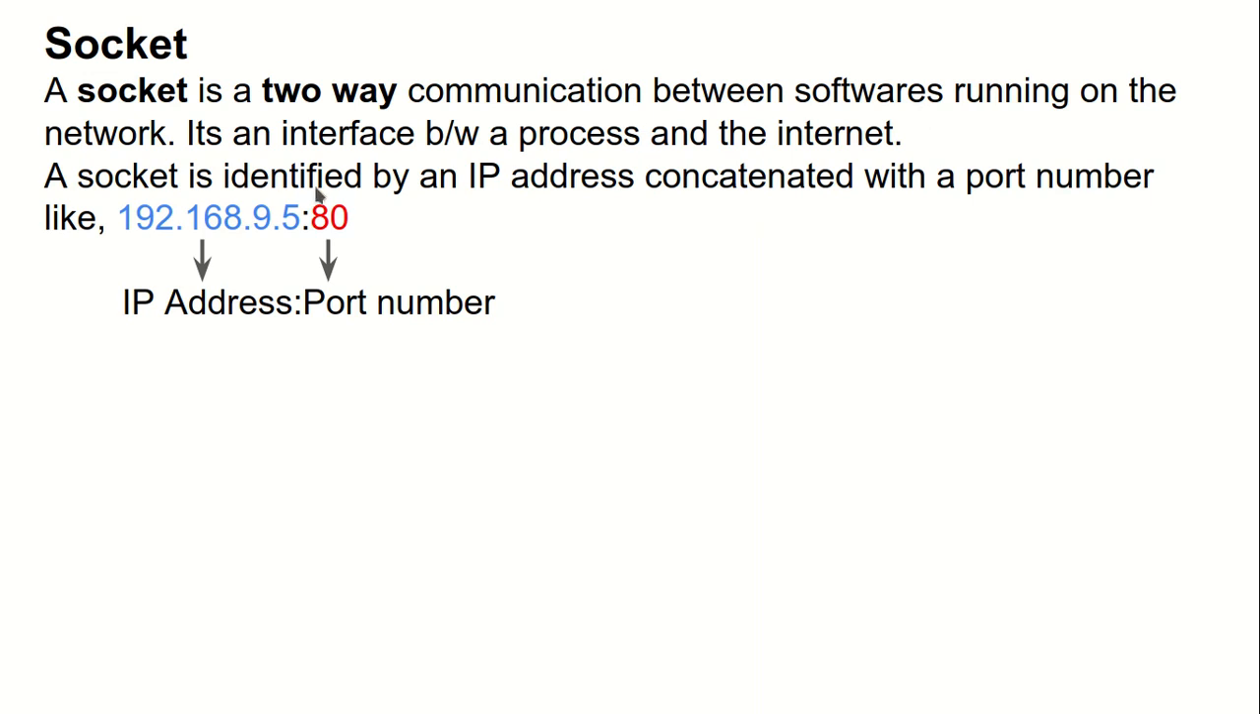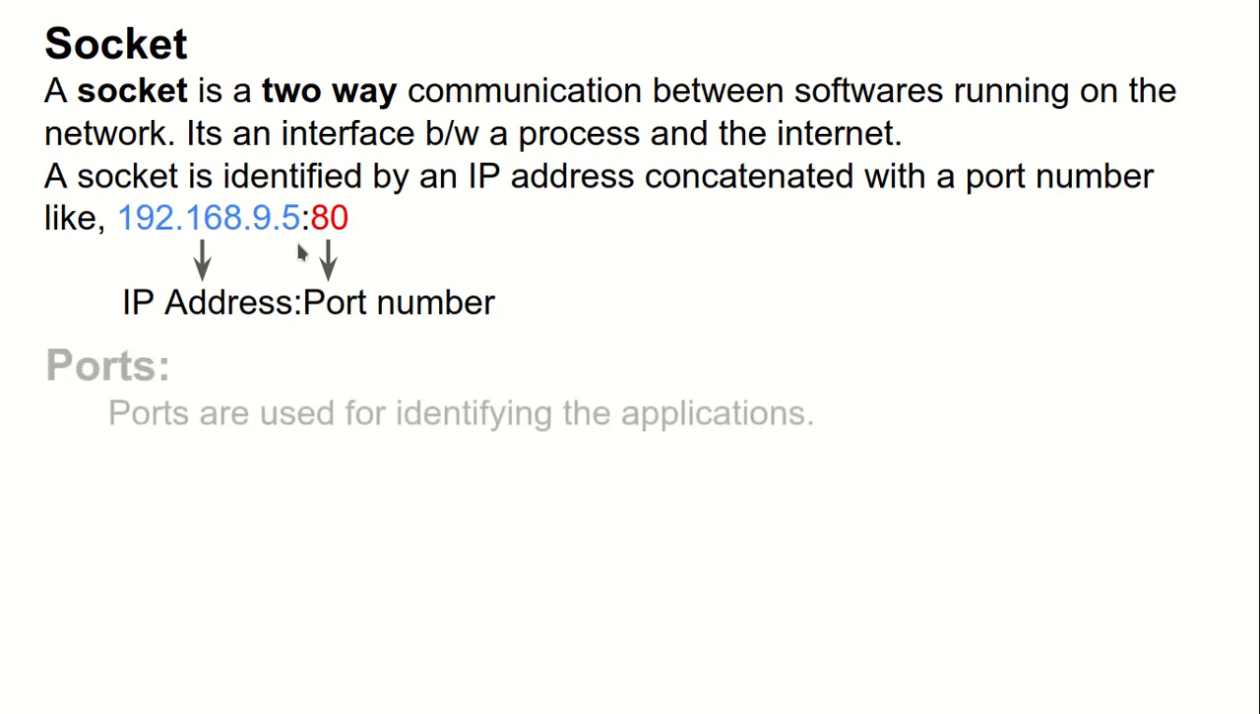A socket is identified by an IP address concatenated with the port number. Let's say this is the IP address and this is the port number. This combination will make a socket. The IP address will be used to identify the device, and the port number will be used to identify an application. With the help of this IP address and port number, the communication will happen. So the socket will be identified by these two strings.